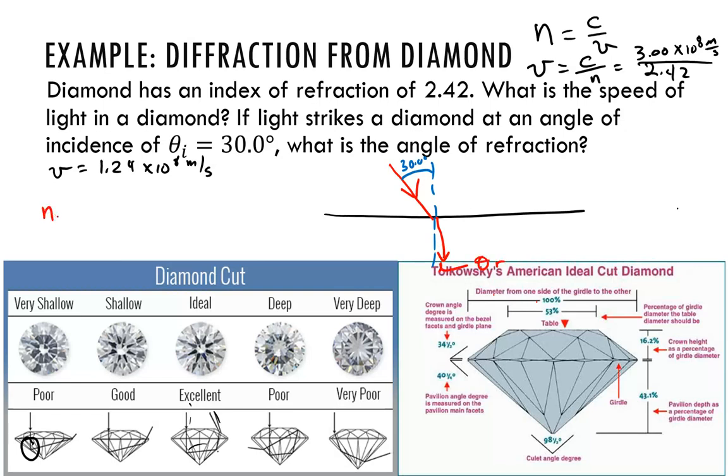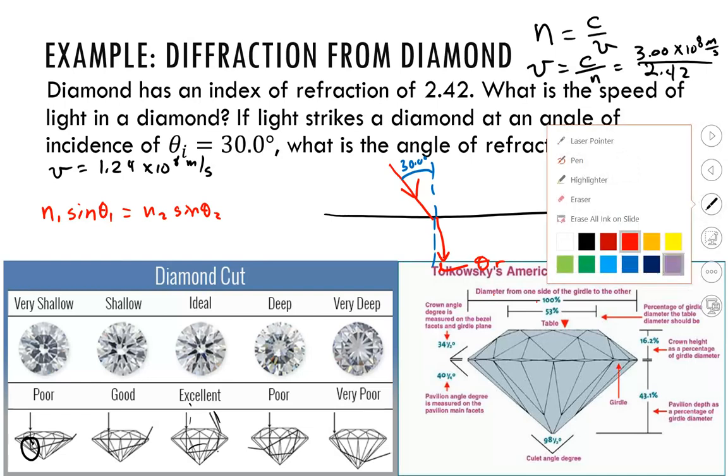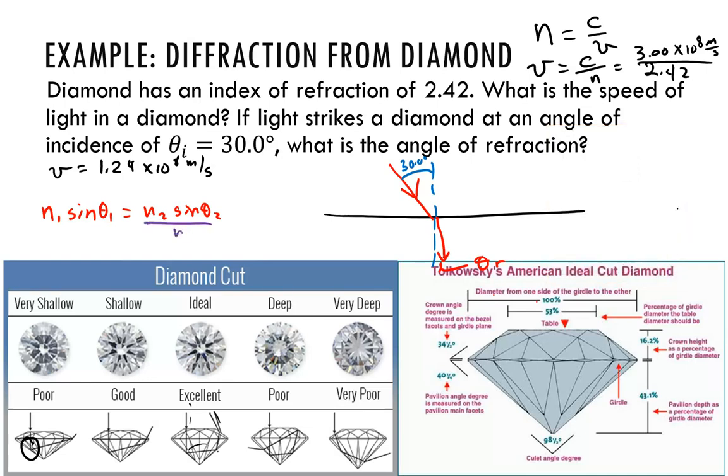And I have n1 sine theta 1, I'm using 1 and 2, equals n2 sine theta 2. I'm looking for theta 2. So the first thing I have to do is divide both sides by n2. That gives me sine theta 2 is equal to n1 sine theta 1 over n2. And now I get out my calculator.